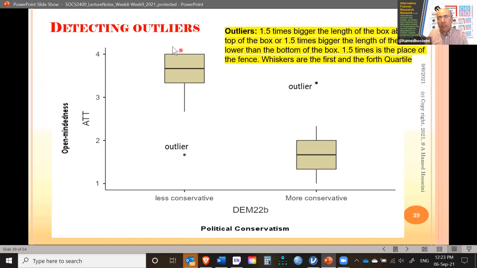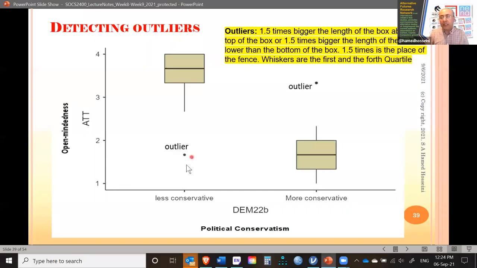So how does it detect the outliers? Roughly speaking, by your eyes, you don't need to bring a ruler or anything, measure the size of the box, multiply it by 1.5, so 1.5 times bigger than that size, and go down. That would be here. Here we call it the fence. Any case outside the fence is an outlier.